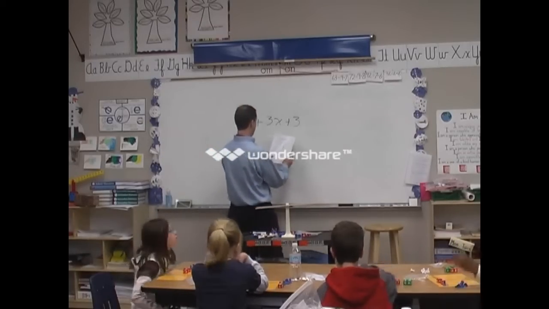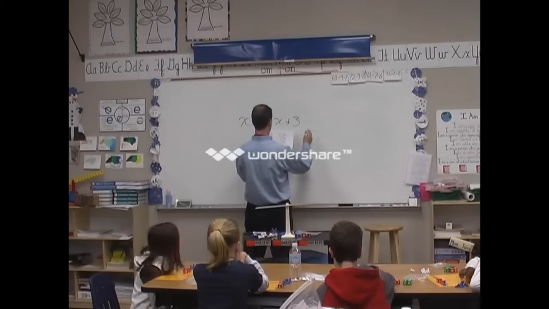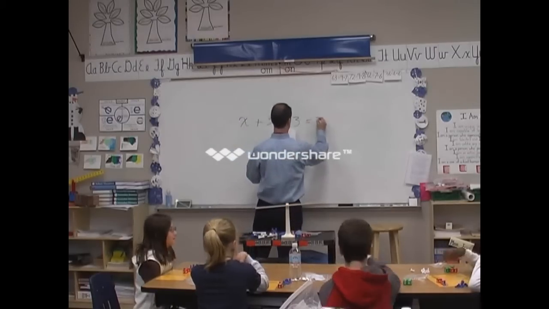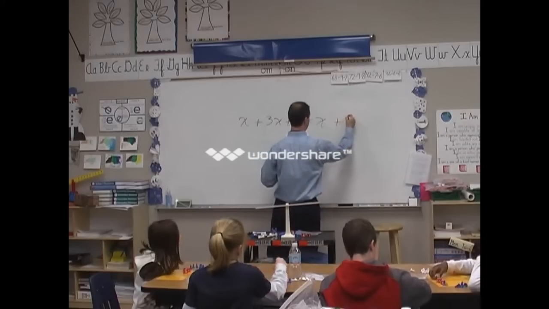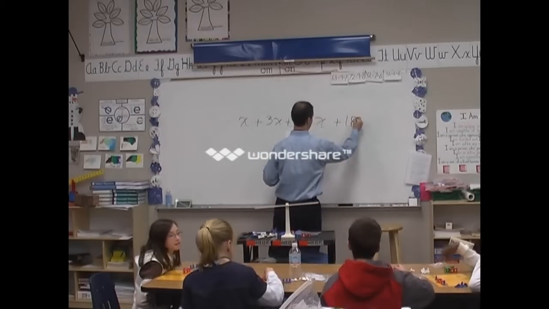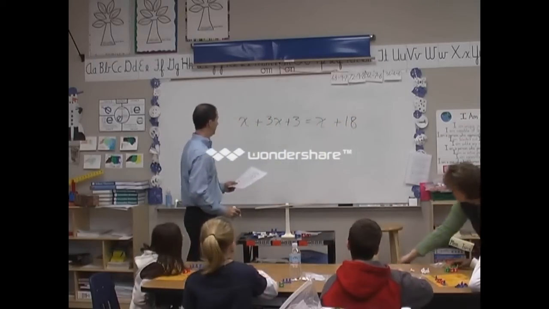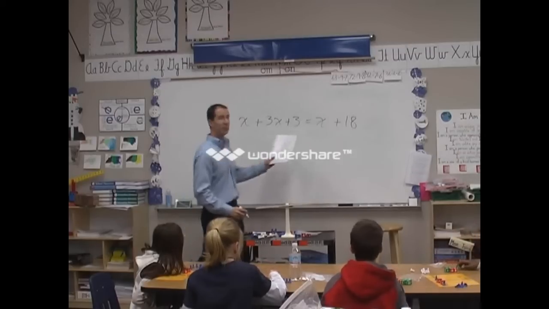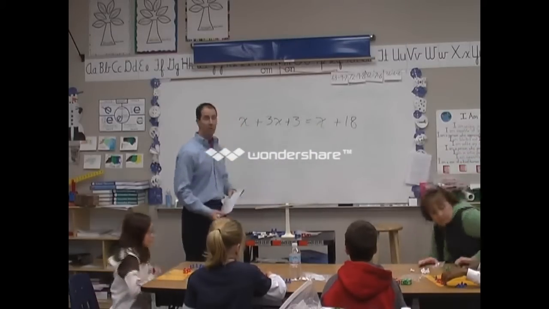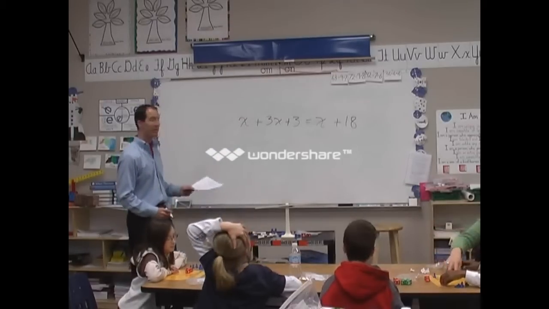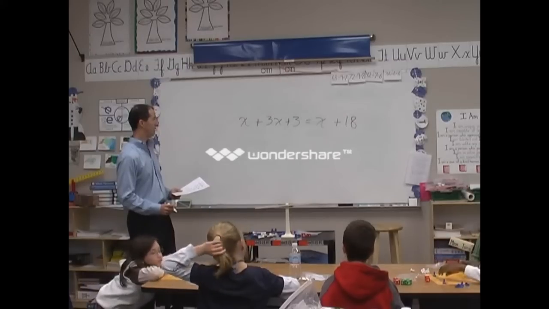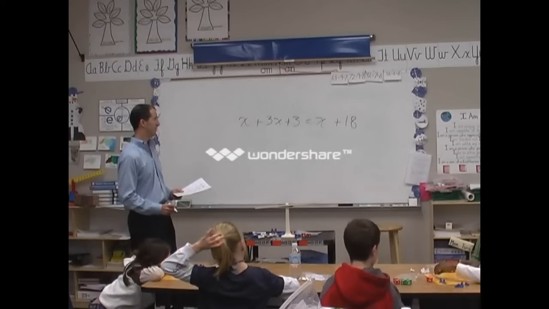X plus 3x plus 3 equals x. Oh, and then there's a really big number in here, too. Equals 18. Wait, did I say equals twice? I'm sorry. Yeah. Who can read that for me? Kate, can you just read that for me, just so I might have mumbled through it? 3x plus 3 is equal to x plus 18.